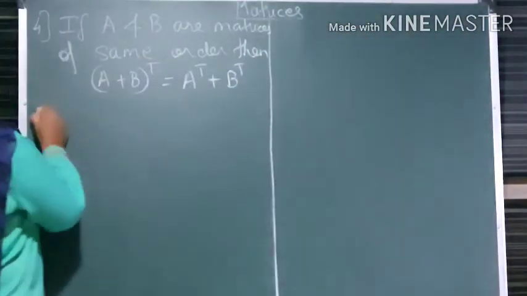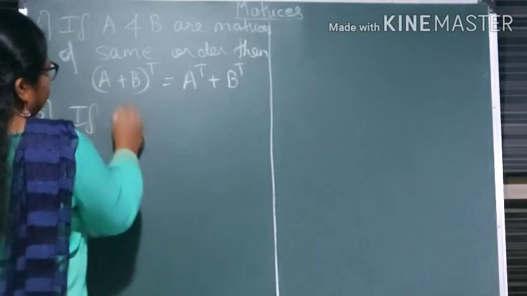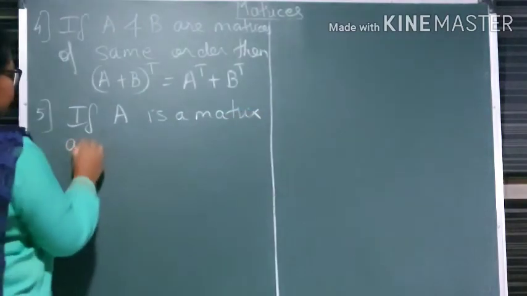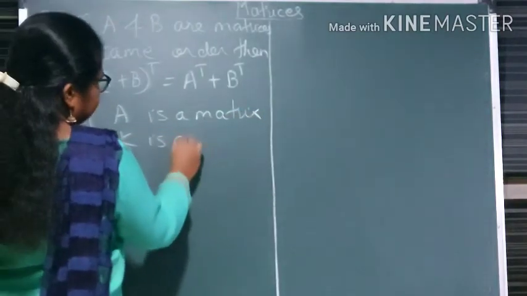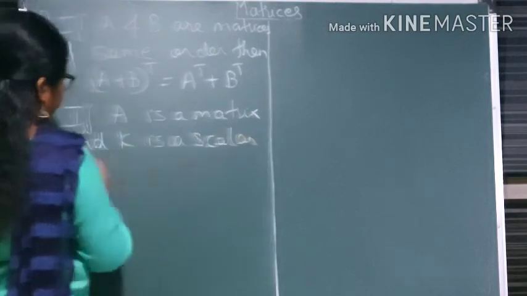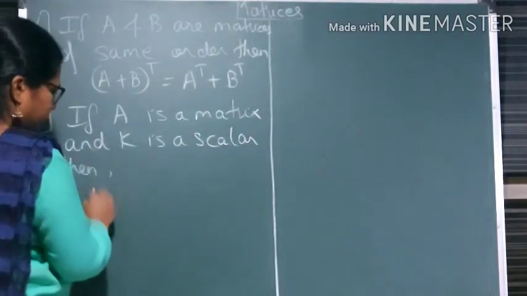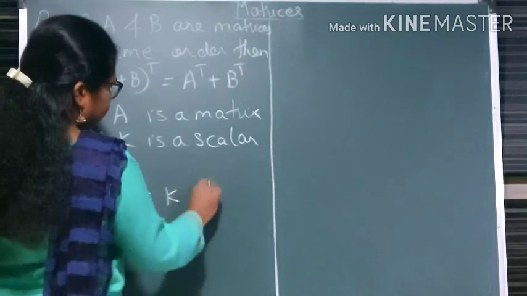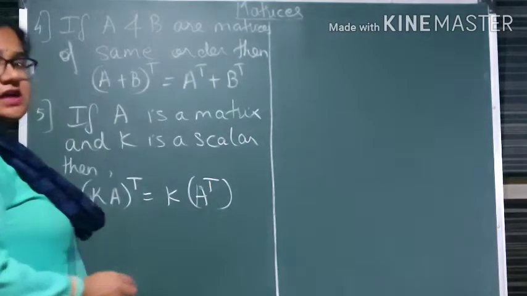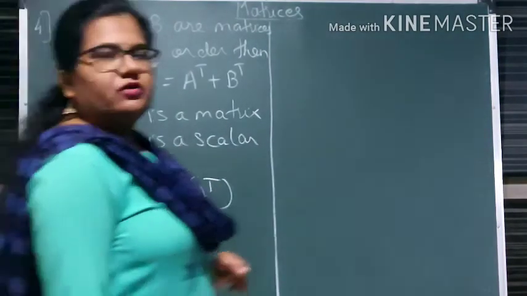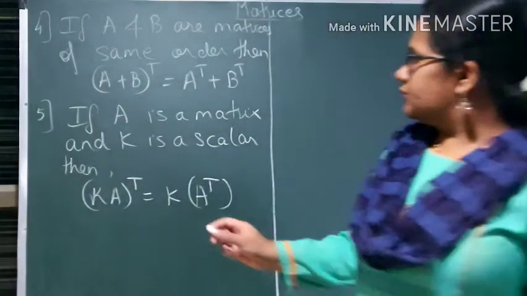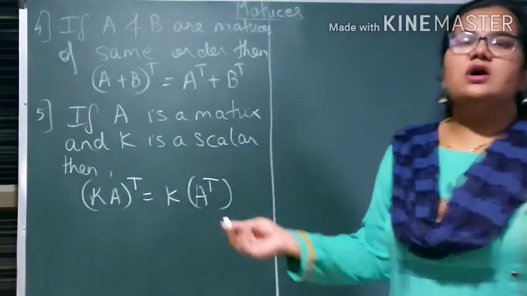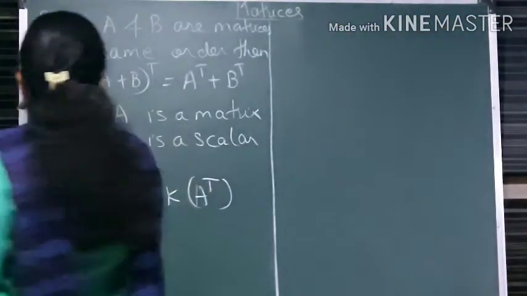Okay. Now the fifth one. If A is a matrix and K is a scalar, then K into A transpose is equal to K of A transpose. Now what is the meaning of this? K is any scalar. Where do we apply transpose? We apply transpose only to the matrix. So K into A transpose is the same as K into transpose of A. Clear?